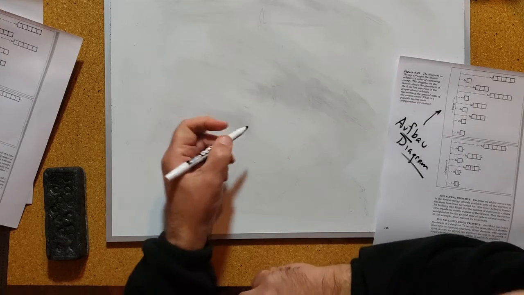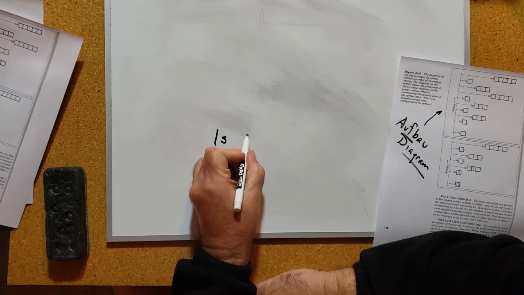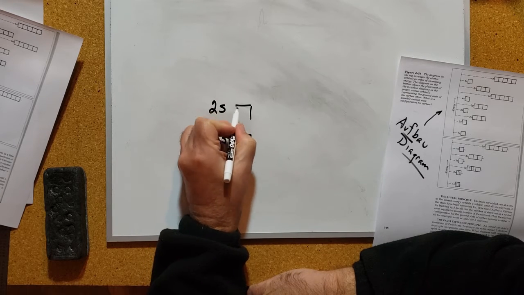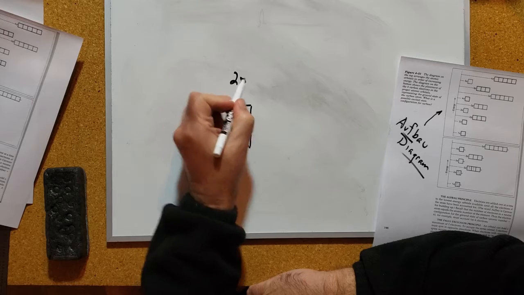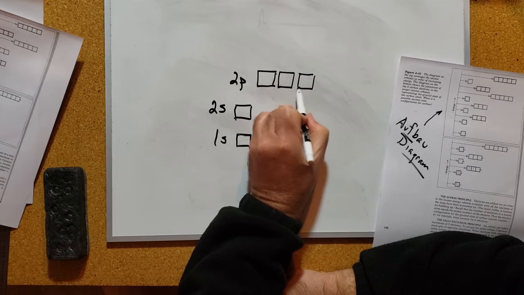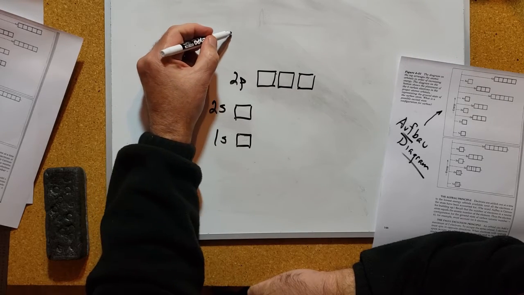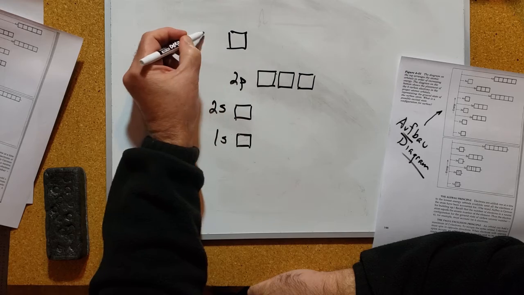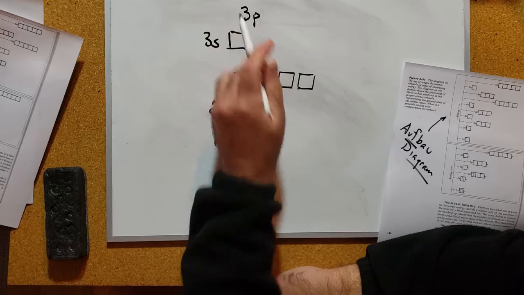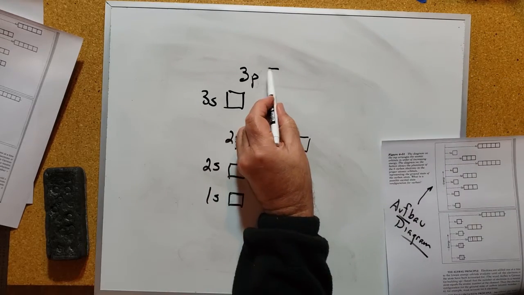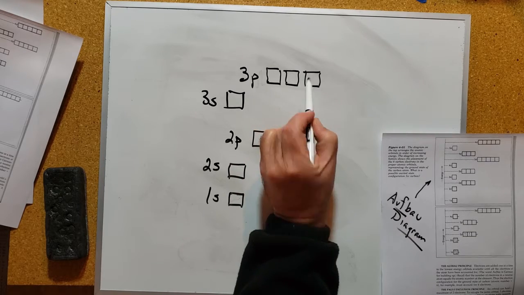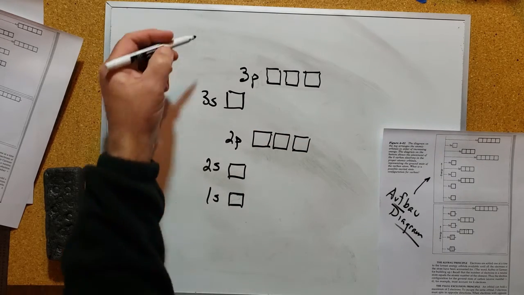Before we do anything, let's put this Aufbau diagram back in here. 1s, and then there's a single orbital for 1s. 2s, there's another single orbital. 2p would be in this group of 3 orbitals. And above that is 3s, and then 3p. These p's come in groups of 3 also. And then above that is a 4s.